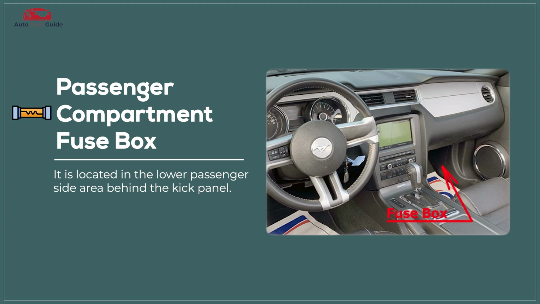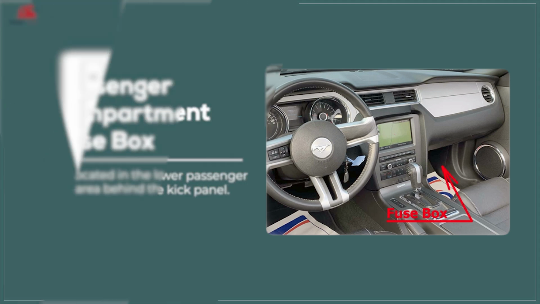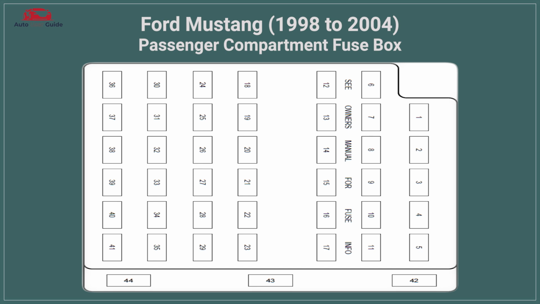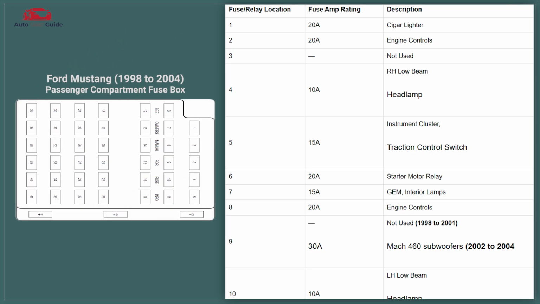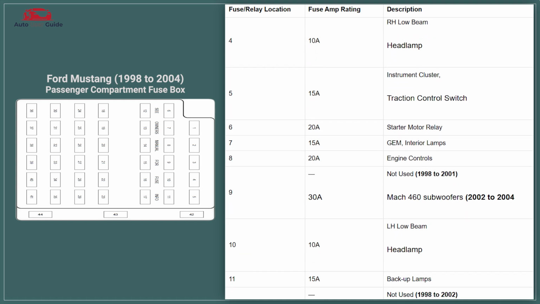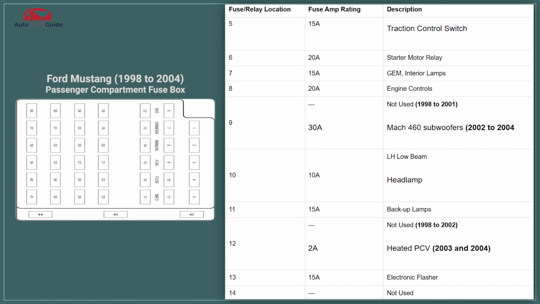Passenger compartment fuse box. The passenger compartment of the 1998 to 2004 Ford Mustang houses the seats, dashboard, controls, and comfort systems for driver and passengers.